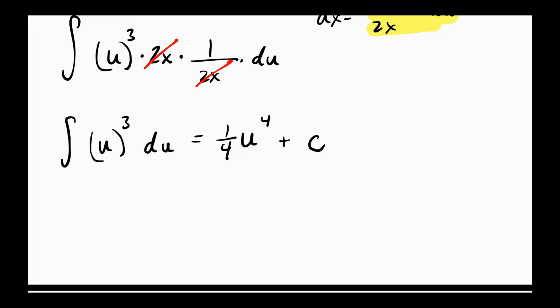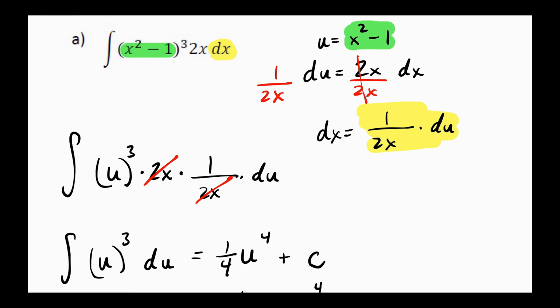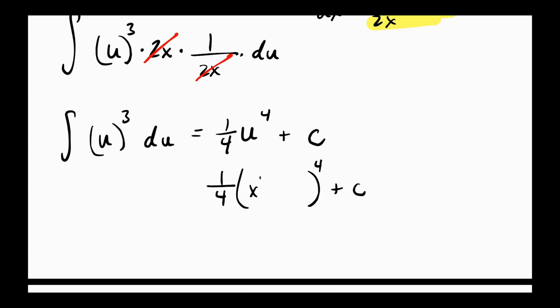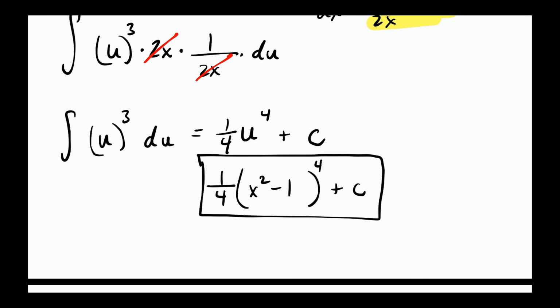Step 8, move everything back in. So instead of u, I'm going to move what u is. U is x squared minus 1. Done.